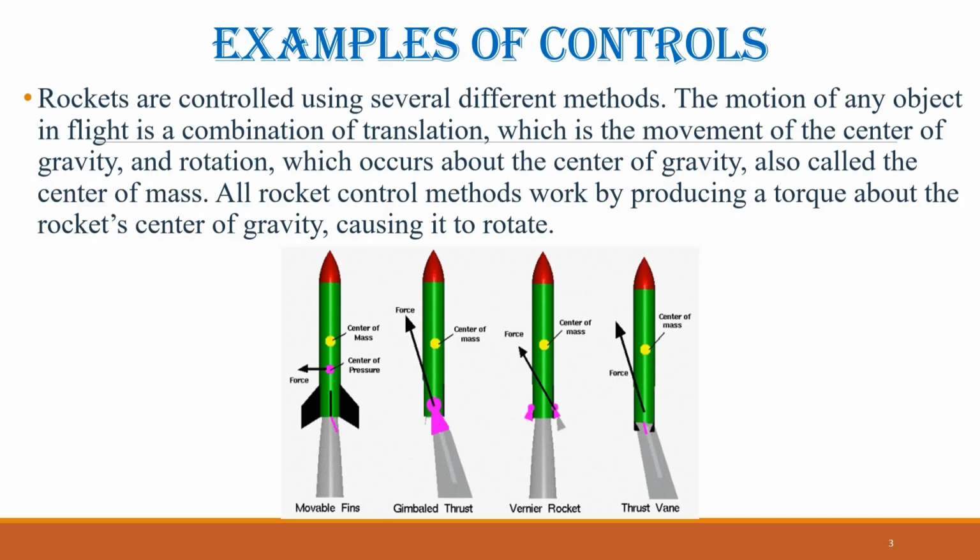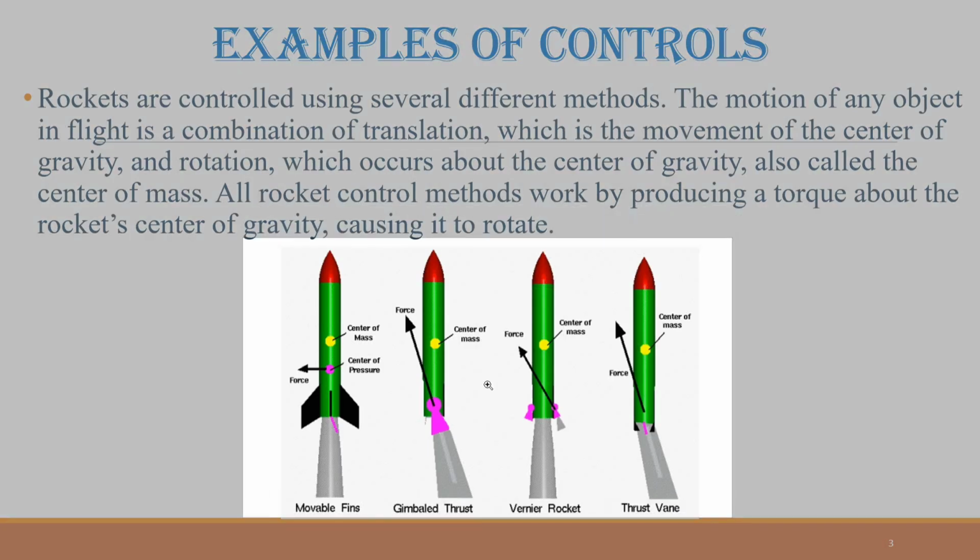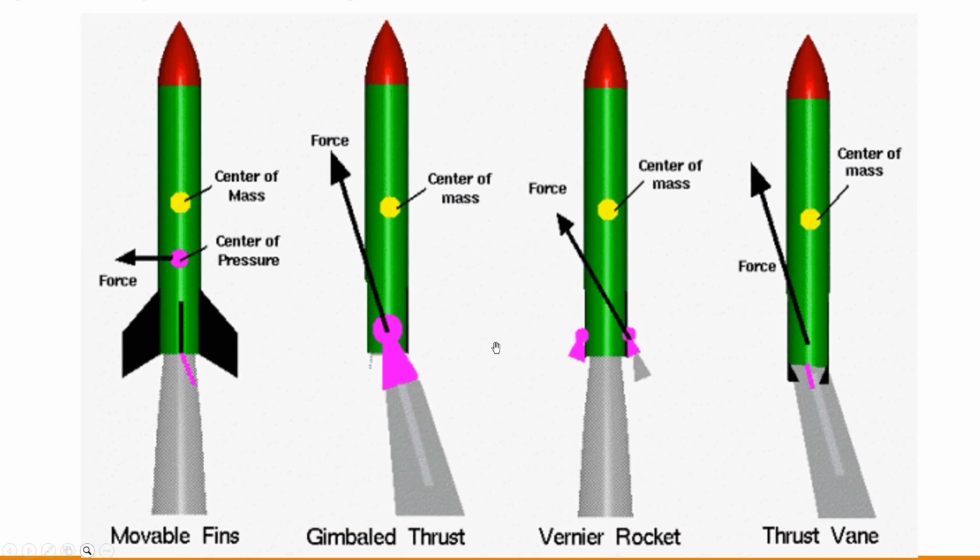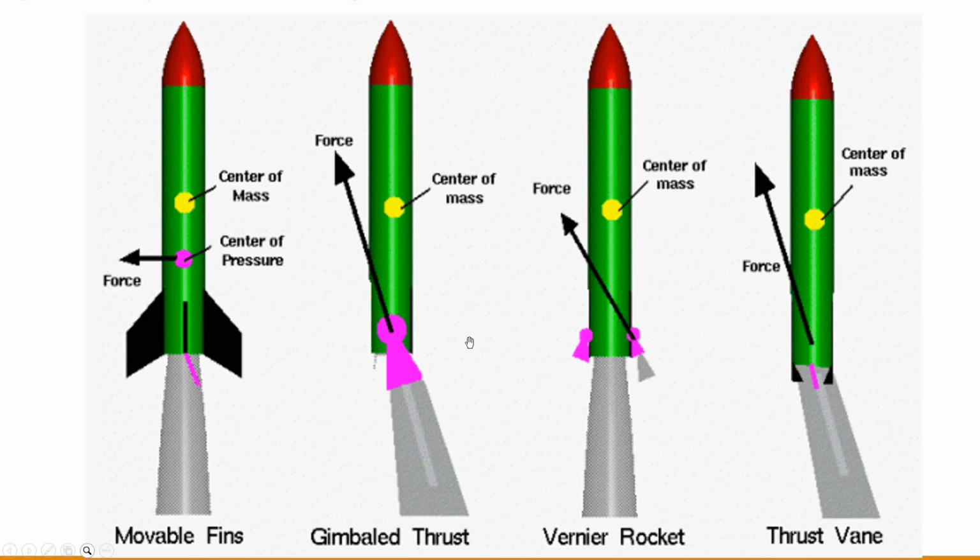Rockets are controlled using several different methods. The motion of any object in flight is a combination of translation, which is the movement of the center of gravity, and rotation, which occurs about the center of gravity, also called the center of mass. All rocket control methods work by producing a torque about the rocket's center of gravity, causing it to rotate. By understanding the forces acting on the rocket and the resulting motion, engineers can program the guidance system to achieve complex objectives, such as intercepting a target or entering a precise orbit around the Earth.